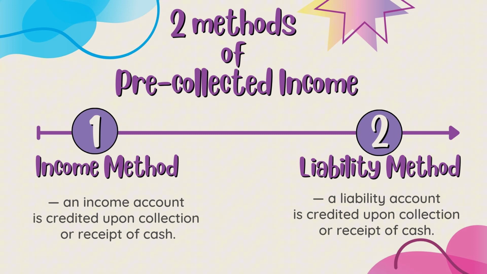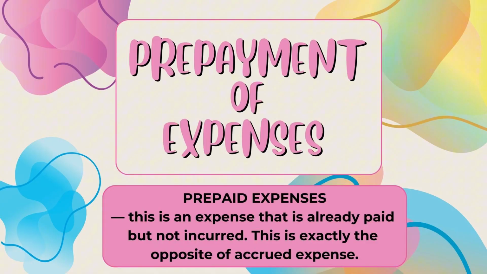The second one is liability method. A liability account is credited upon collection or receipt of cash. This method is also called real approach because a liability is a balance sheet account and balance sheet accounts are also called real accounts. Prepayment of expenses.